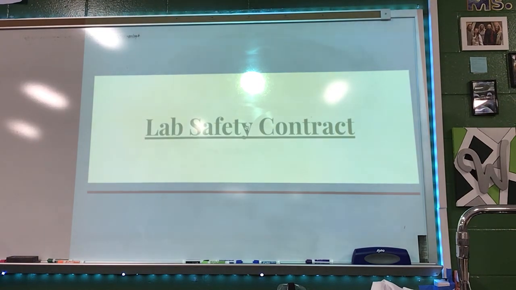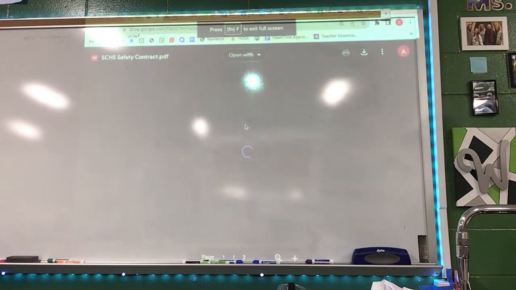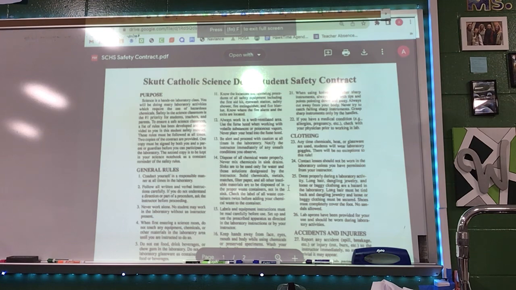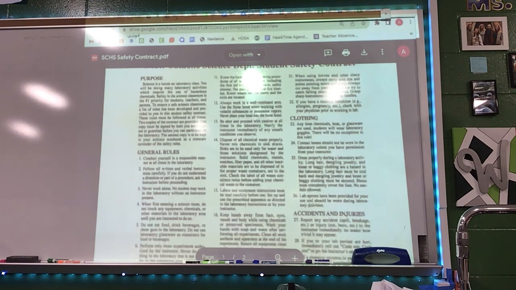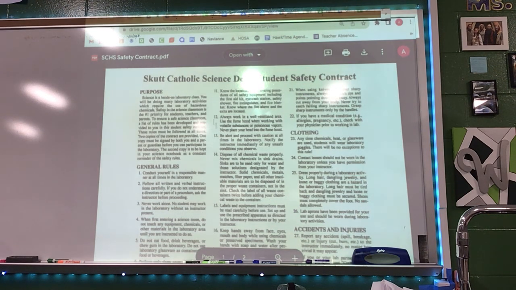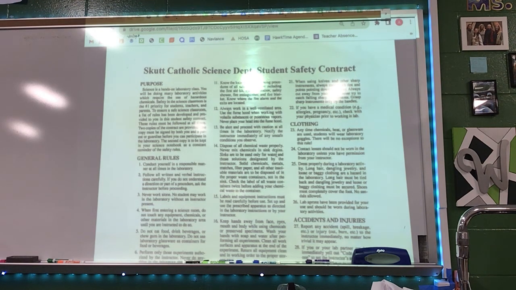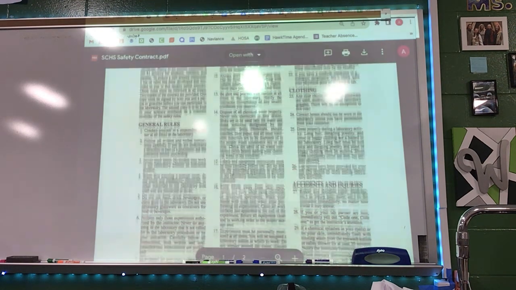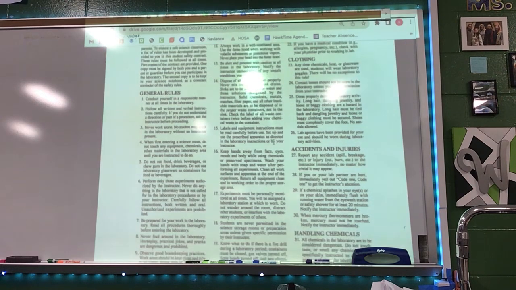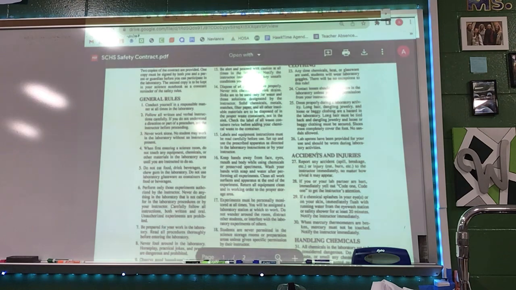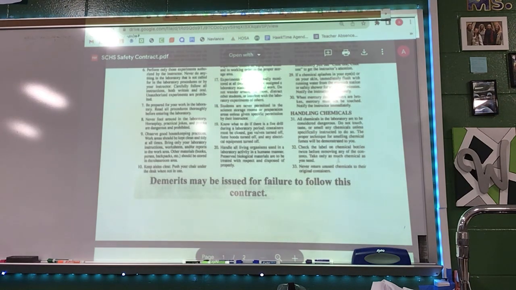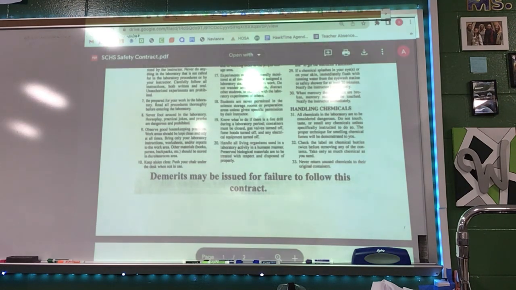So first things first is your lab safety contract. You have probably seen one of these before if you were at SCUT last year or in biology. Everybody has to sign one of these no matter what science class you are in. This is just basically giving you the general rules and guidelines on how to behave in lab. Whether it's dealing with accidents and injuries, any type of clothing you're wearing, or how to handle chemicals, all of it will be listed in here.